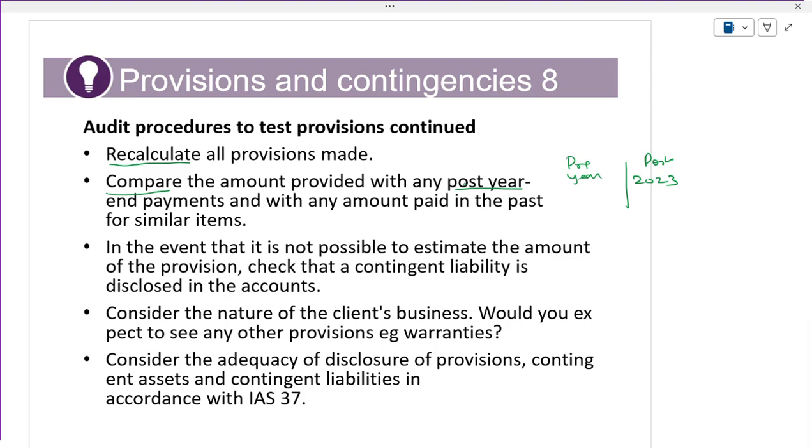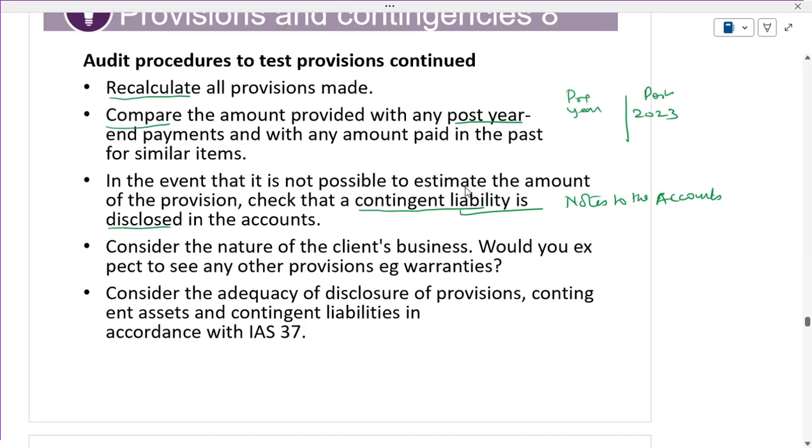In the event it is not possible to estimate the amount of provision, you have to check that the contingent liability is disclosed. If you are not making a provision, then you have to make sure that the contingent liability exists in the notes to the accounts. What is the explanation they have given?